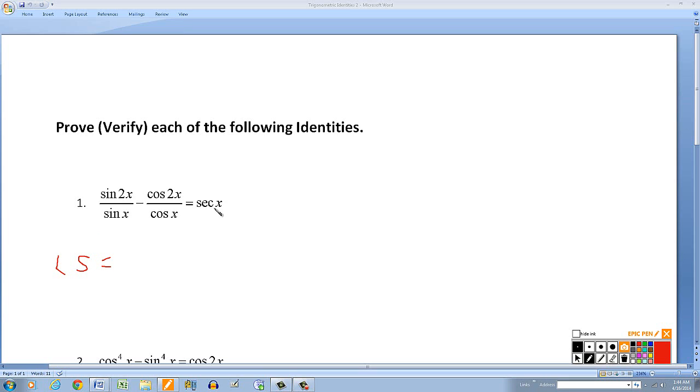So remember, secant of x is the same thing as 1 over cosine of x. So if I can get this to come out to 1 over cosine of x, then I'm finished. Now obviously I have a 2x here and a 2x here. So obviously I have to come up with functions of just x. I don't want a double angle. So that would suggest some of the double angle identities. Okay, so for sine of 2x, that is the same thing as 2 sine of x cosine of x.